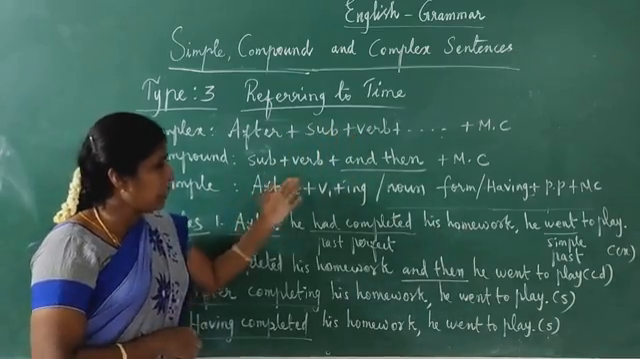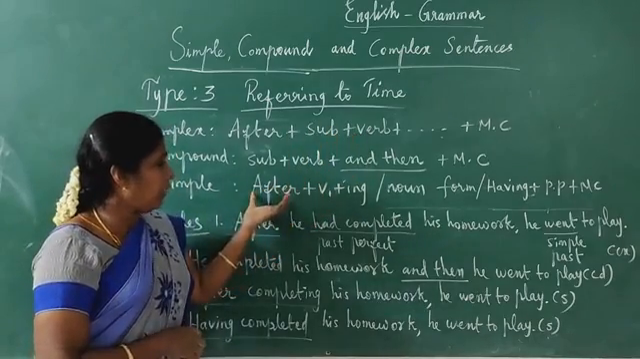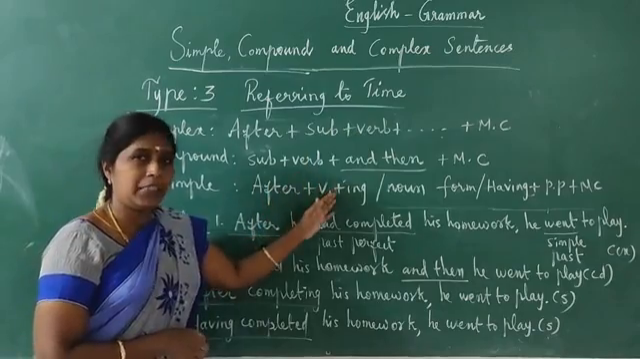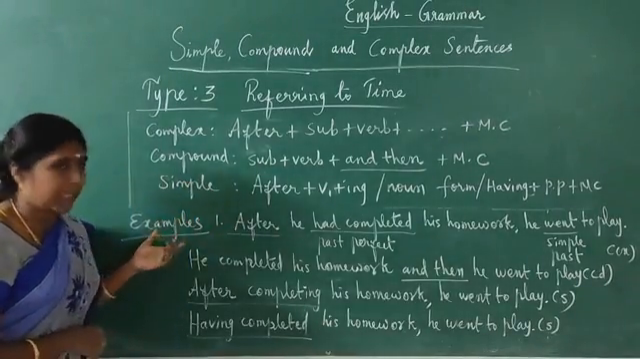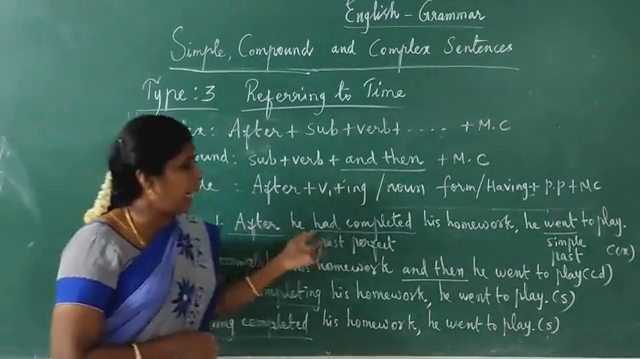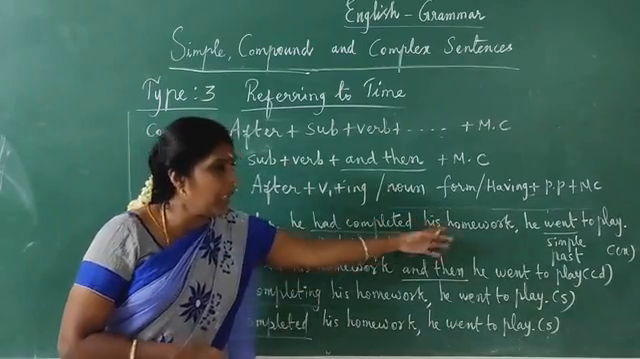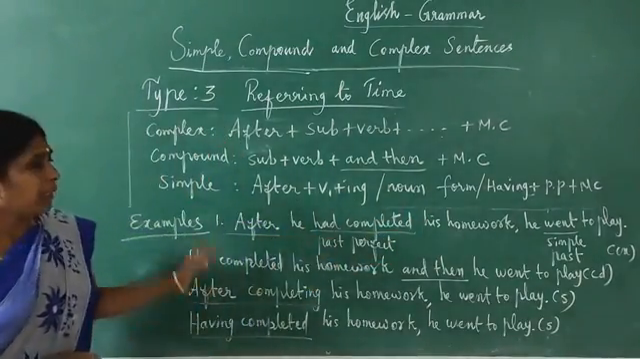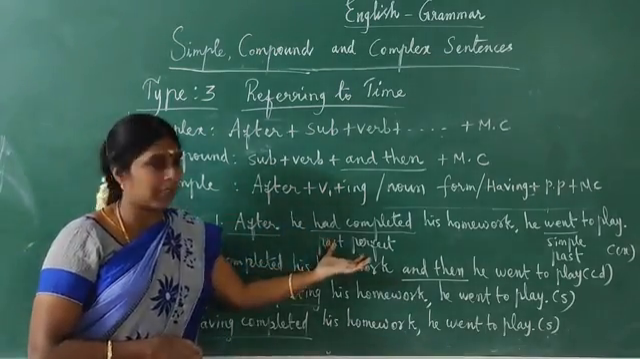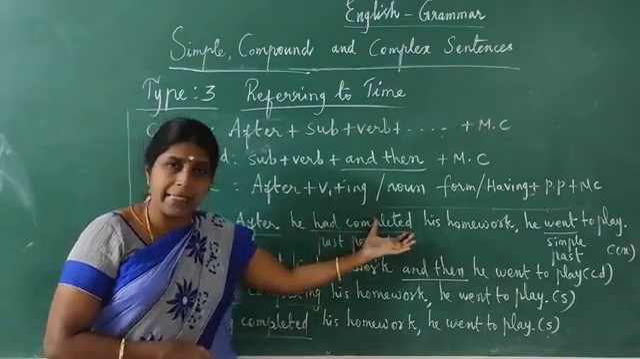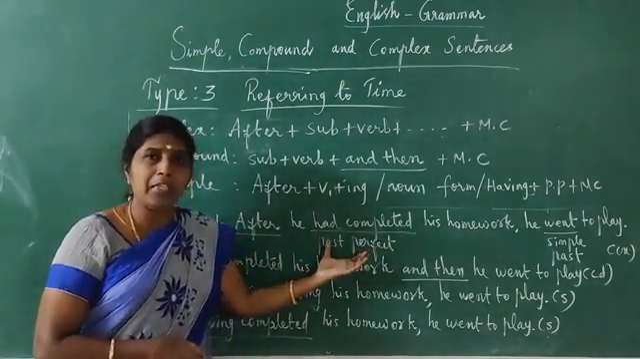Here, after plus ing form, that comes means that is a simple sentence. Now come to the example: After he had completed his homework, he went to play. It is a very important tense also, because here it is past perfect tense: had plus verb 3 means past perfect tense.